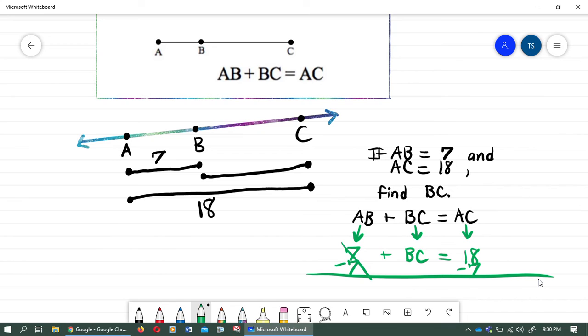Okay, awesome, lovely. So again, folks, BC is equal to 11. Now, you can pretty much count this one right here as your example 1, really. But again, I'm going to show you more examples.